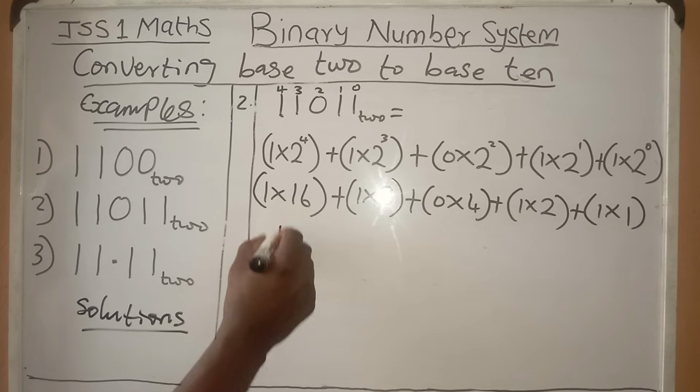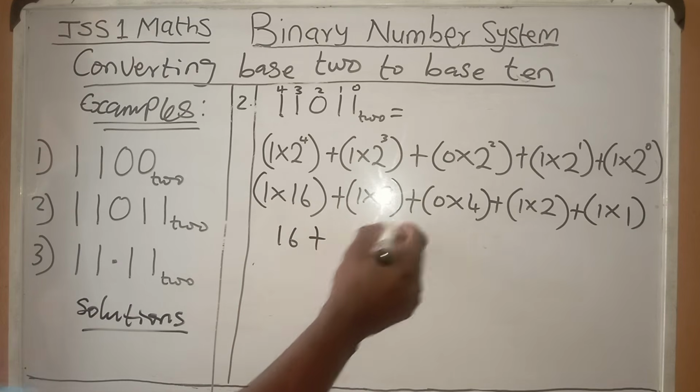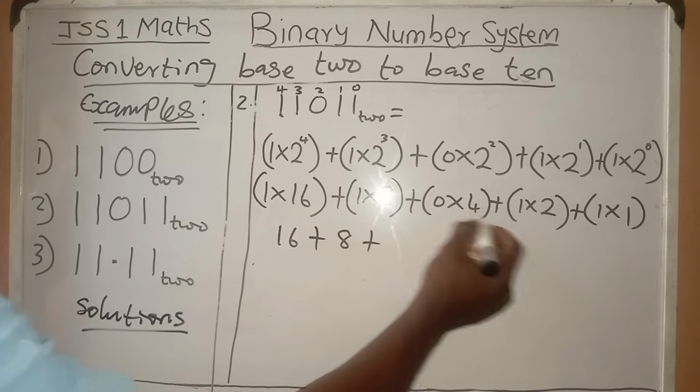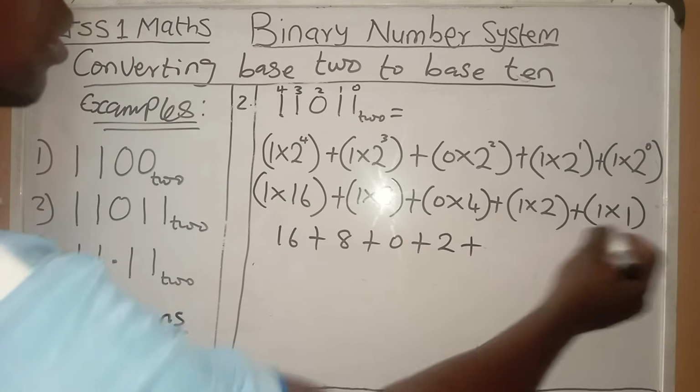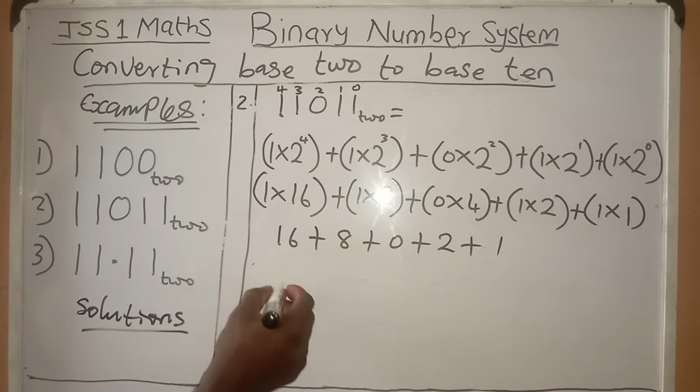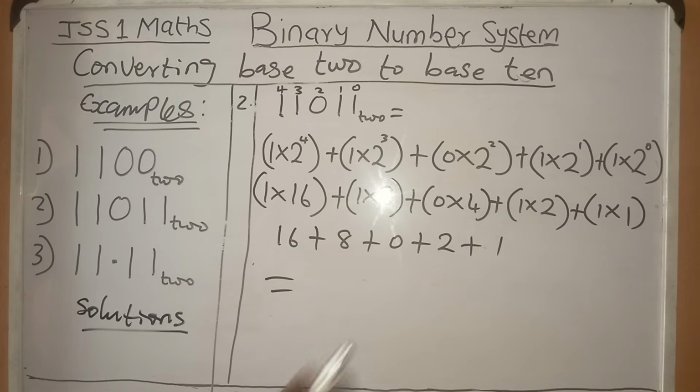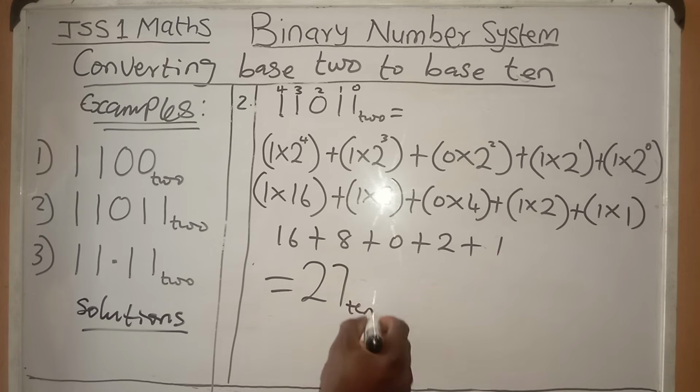1 times 16. That will give us 16. Plus 1 times 8. That will give us 8. 0 times 4. That will give us 0. 1 times 2. That will give us 2. 1 times 1, that will give us 1. 16 plus 8 will give us 24. 24 plus 2, that will give us 26. 26 plus 1 will give us 27 in base 10. And that becomes the answer to this particular question. I hope this is very, very clear to everyone.